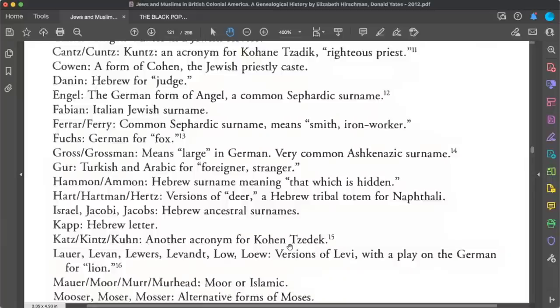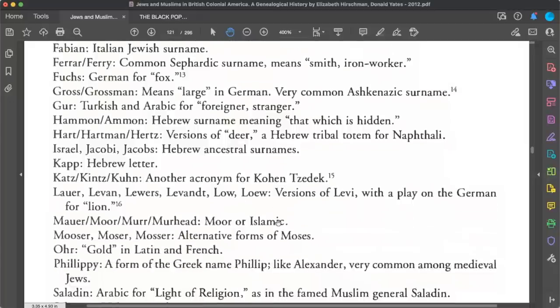Gur, Turkish and Arabic for foreigner, stranger. Hammond, Amon, Hebrew surname, meaning that which is hidden. Hart, Hartman, Hertz, versions of deer, a Hebrew tribal totem for Naphtali. Israel, Jacobi, Jacobs, Hebrew ancestral surnames. Kat, Hebrew letter. Kat, Tint, Kun, another acronym for Kohen Tzedek. Lar, Levon, Lures, Levant, Low, Lowy, versions of Levi, with a play on the German for lion.